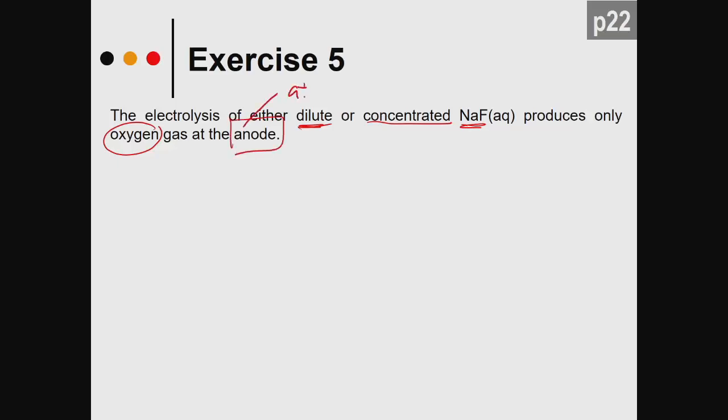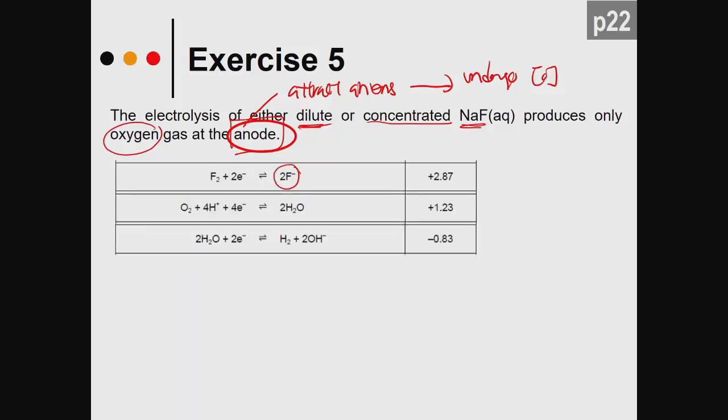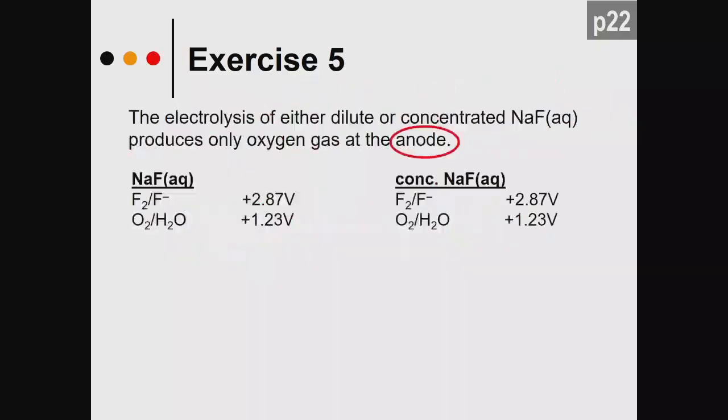At the anode, you must take note, it will attract anions, and anions undergo oxidation at the anode. So again, I need to choose two half equations. The anion present will be F minus, which can undergo oxidation. Similarly, I need to choose a half equation for water, because water can also undergo oxidation. I will only choose the second one, because it is this one where water is undergoing oxidation.